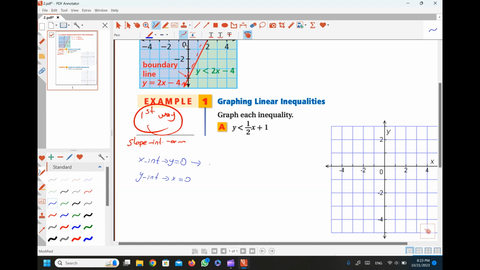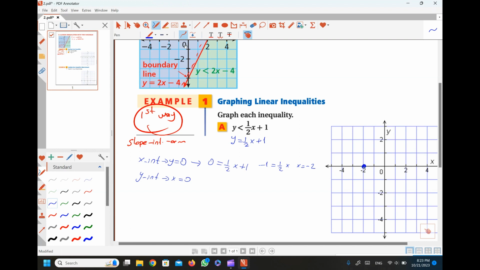So when y is 0, 0 is equal to 1 over 2x plus 1. You pretend that you see equality here. To find the boundary line, you suppose that there is an equation here, y equals 1 over 2x plus 1, and find the intercepts accordingly. For the x-intercept, you let y be 0. 0 equals 1 over 2x plus 1. Bring 1 to the other side. Negative 1 equals 1 over 2x. When you do cross product, x is equal to negative 2. x is equal to negative 2.